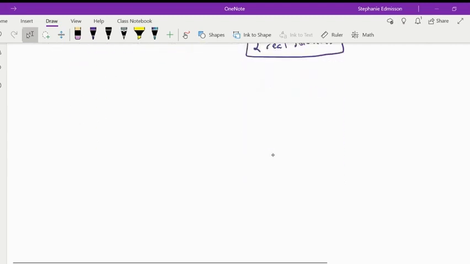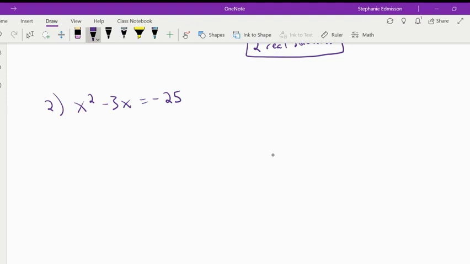Let's take a look at another example. Number 2, x squared minus 3x equals -25. Now remember, before we can do anything else, we have to set our equation equal to 0, which means this -25 over here, we're going to have to move it over to the left, and we do that by adding it. So we get x squared minus 3x plus 25 equals 0. Now I can go ahead and assign my variables a, b, c. A equals 1, b equals -3, and c equals 25.